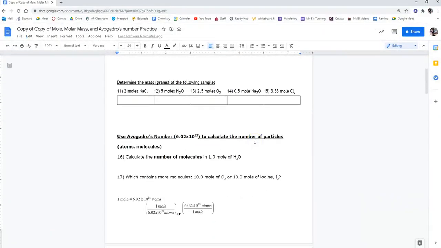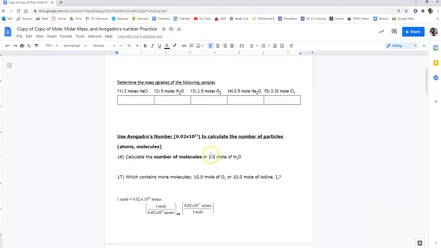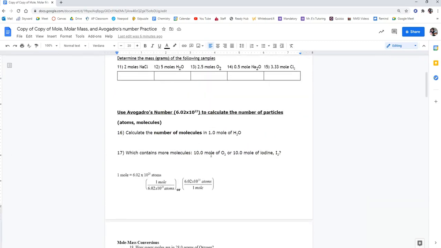Determine the mass of the following samples. In the last examples, we figured out how much mass is in 1 mole. Just 1 mole. That's molar mass. It's how much per 1 mole. The next examples, we're going to look at how many grams are in 2 moles of sodium chloride, or 5 moles of water, and so on. So we're going to look at those.